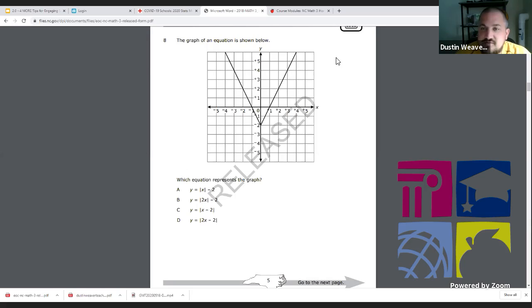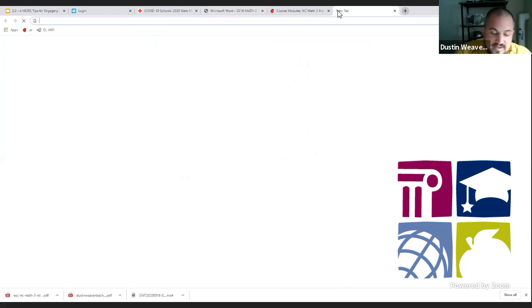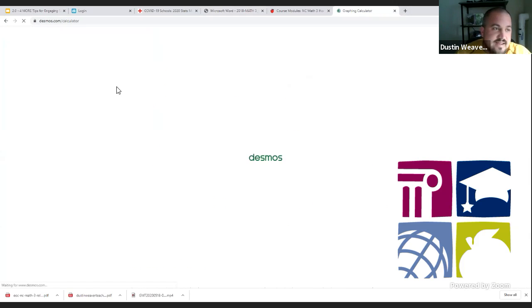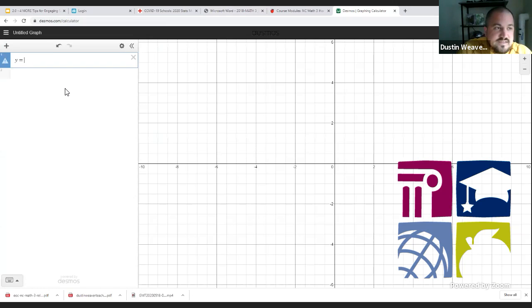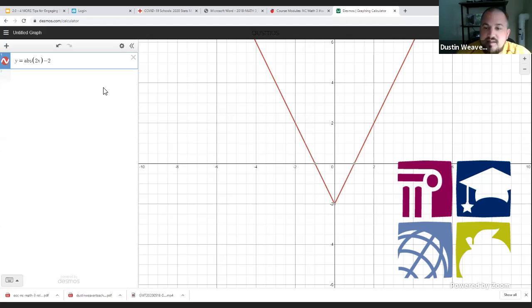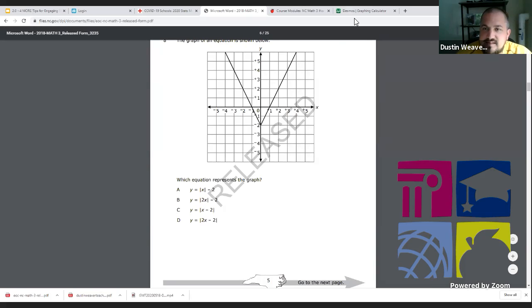Y equals the absolute value of 2x minus 2. Another way, if you were a little bit confused, is we just run to Desmos and say y equals the absolute value of 2x and then minus 2. You can check all your points and make sure that they match with the ones on the problem. And so you get that.